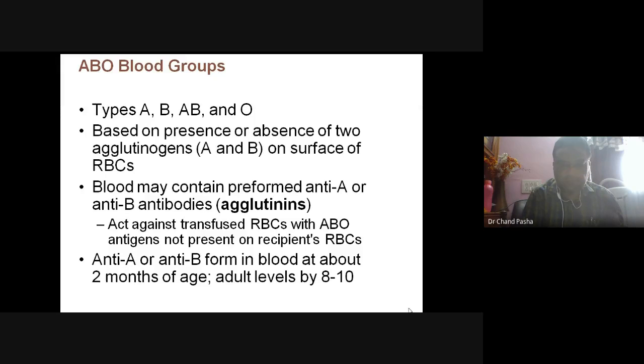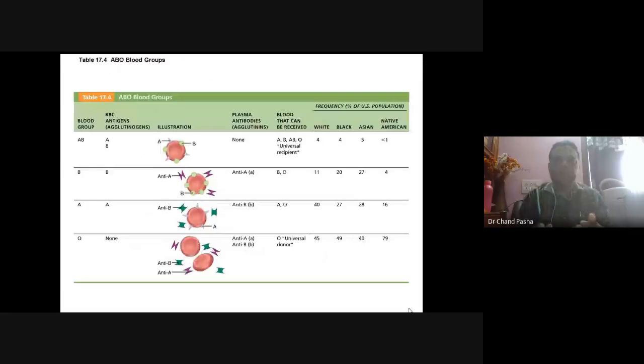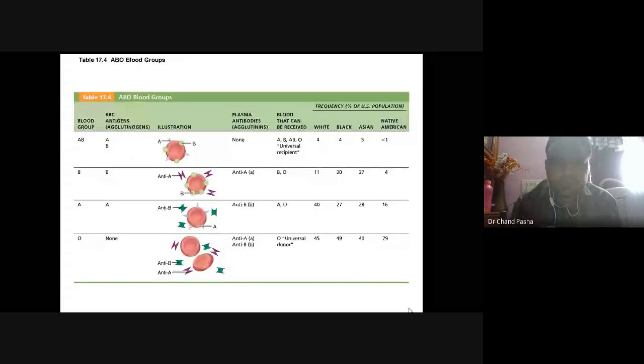Anti-A or anti-B forms at about the age of 2 months, reaching adult levels by 8 to 10 years. You can see this is a distribution of blood groups among the population. In Asians, we get O blood group the most, followed by A, and then followed by B. You can see here AB blood group will have both A and B.